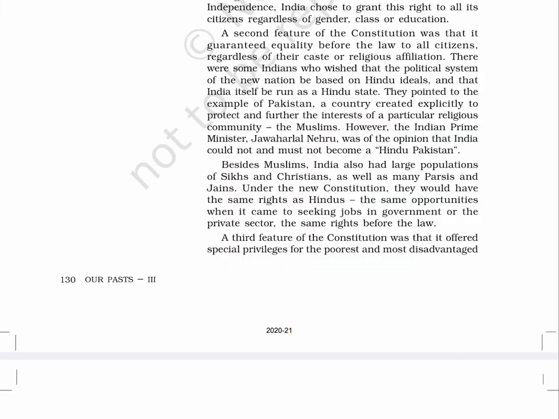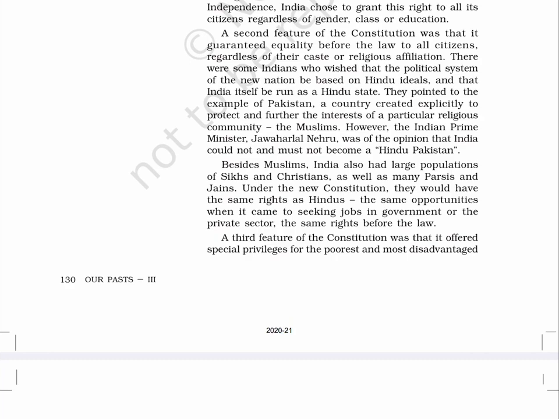Besides Muslims, India also had large populations of Sikhs and Christians, as well as many Parsis and Jains. Under the new constitution, they would have the same rights as Hindus, the same opportunities when it came to seeking jobs in government or the private sector, the same rights before the law.